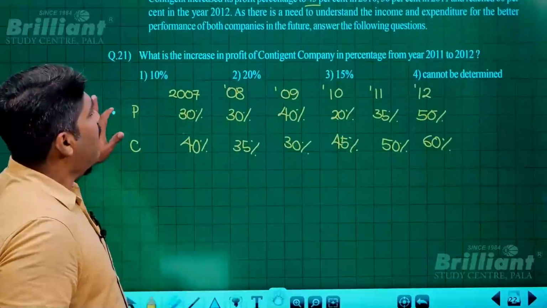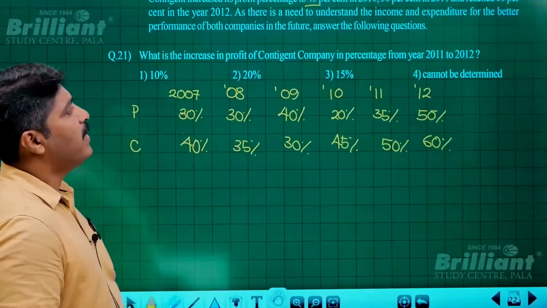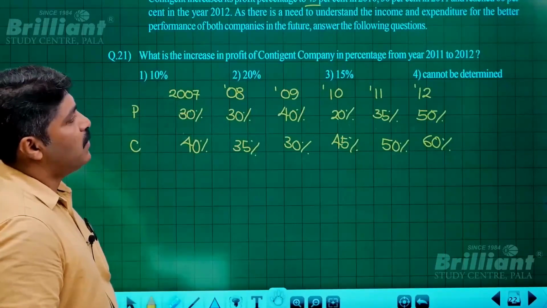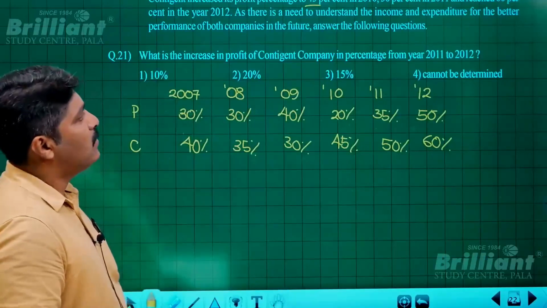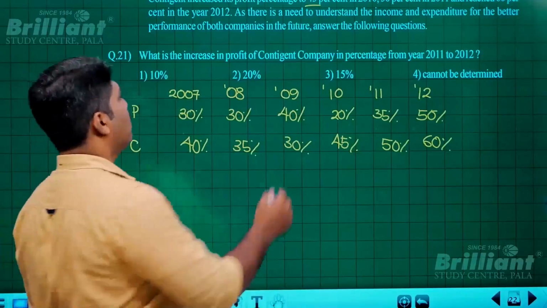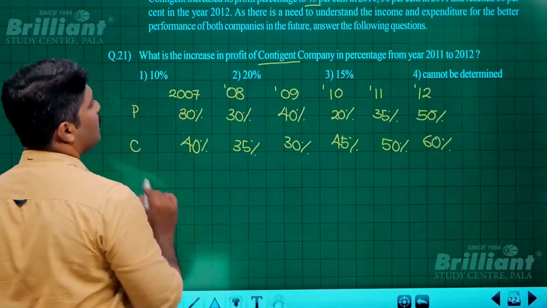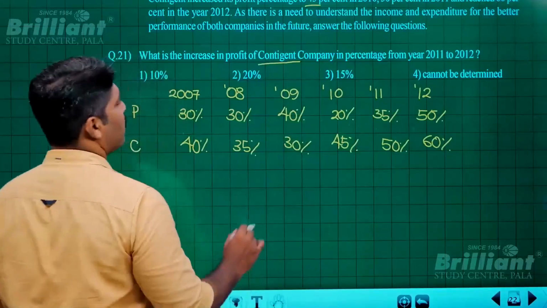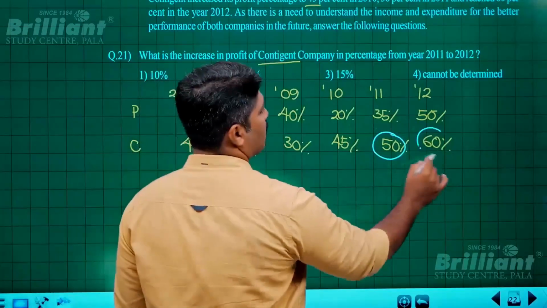What is the increase in the profit of Contingent company in percentage from year 2011 to 2012? So here we have to consider the data of Contingent. So then it's 2011. What is the 2011 value? That is 50. And 2012, that is 60.